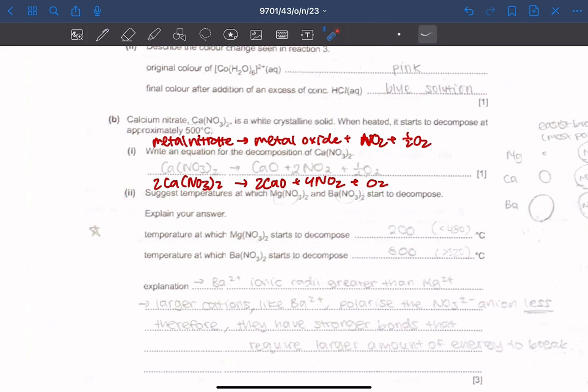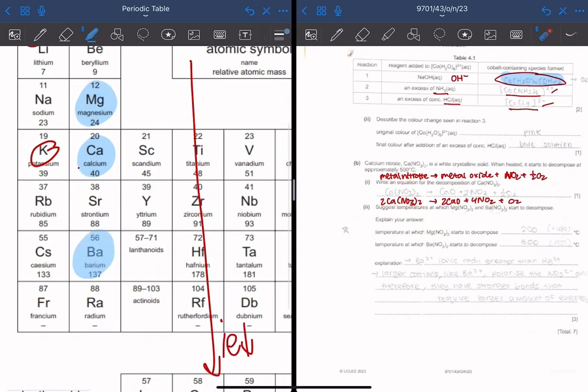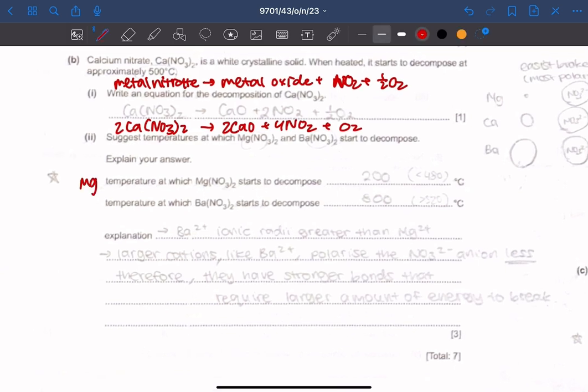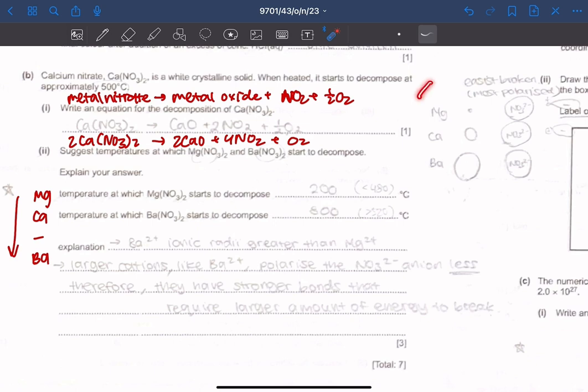Suggest temperatures at which Mg(NO3)2 and Ba(NO3)2 start to decompose. Explain your answer. If we see in the periodic table, down group 2, it's actually Mg, and then Ca, and then Ba. So it is increasing in size, as you can see in this diagram that I've drawn on the right here. From this diagram, we can see that as we go down the group, Mg, Ca, and Ba, the size increases.